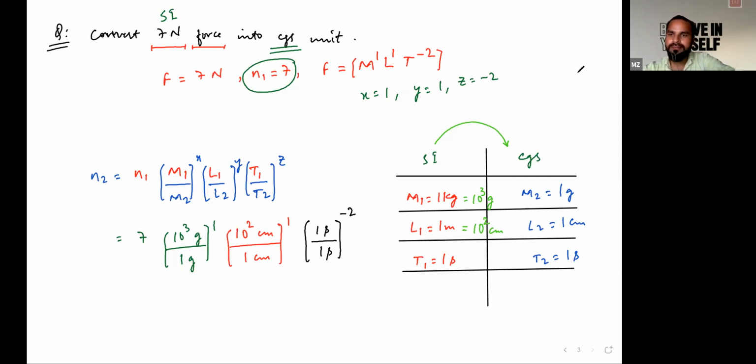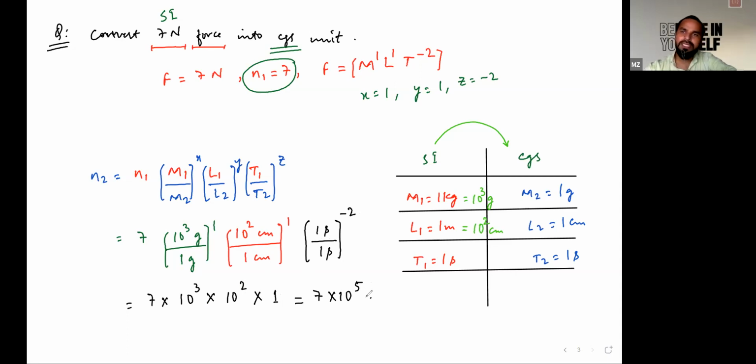Is it clear, Rishan? I've just put all the values from this table into this expression. Now just try to simplify it. 7 into gram, and gram would cancel out. 10 raised to the power 3 multiplied by 1 would be just 10 raised to the power 3, into centimeter, and centimeter would cancel out. So we're left with 10 raised to the power 2 into 1 raised to the power -2, which would be just 1. So in total, on solving, it becomes 7 into 10 to the power 5.